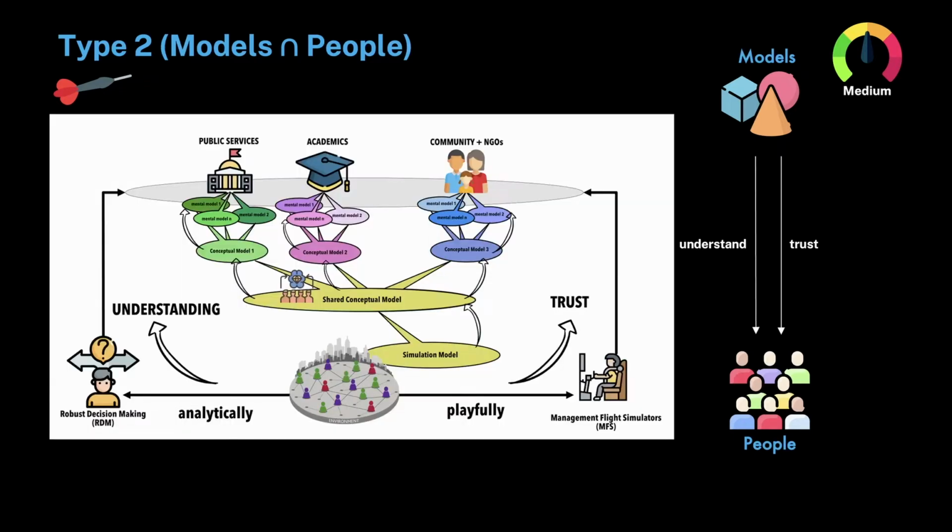To build understanding, we use models analytically. We take the models and run them hundreds of thousands of times to evaluate the vulnerabilities and trade-offs between different strategies. This is equivalent to conducting a large number of crash tests on a car to assess its level of safety and reliability. To build trust, we use models playfully. We turn models into management flight simulators that give people the ability to explore for themselves the likely consequences of their own or others' actions.